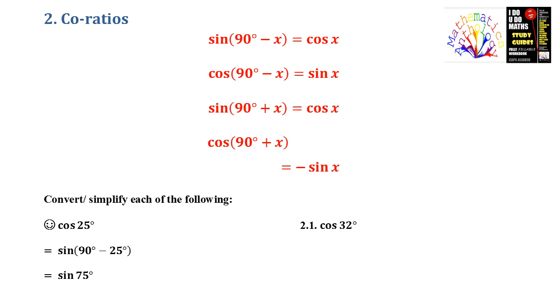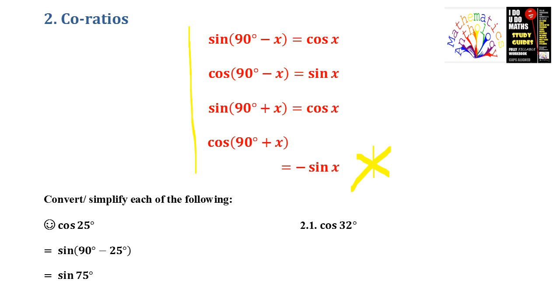Let's look now at co-ratios. There are rules to co-ratios that you must follow. So when you have sine of 90 minus x, that changes to positive cos x. When you have cos of 90 minus x, that changes to positive sine x. When you have sine of 90 plus x, that changes to positive cos x. And when you have cos of 90 plus x, that now changes to a negative sine x.